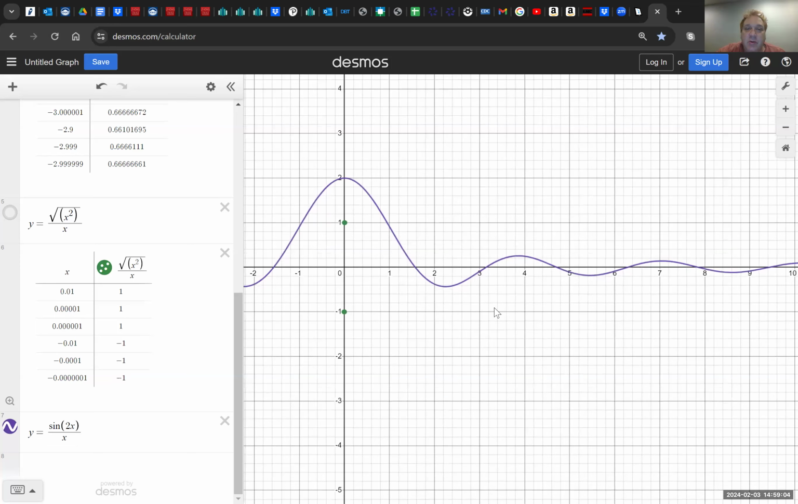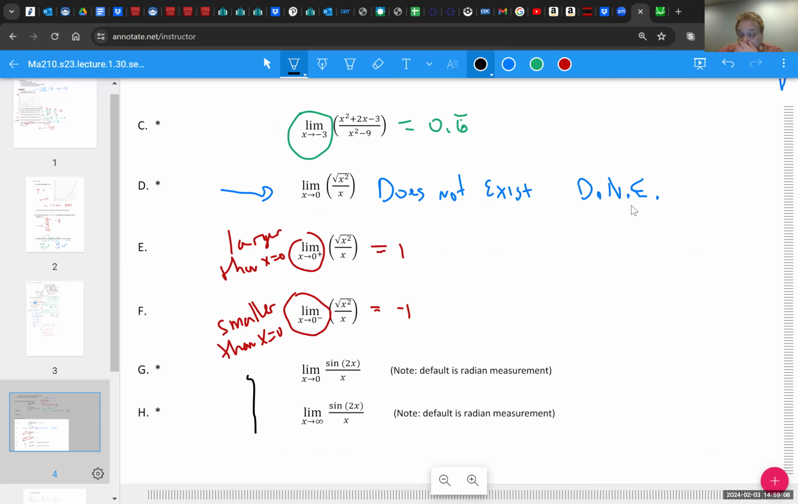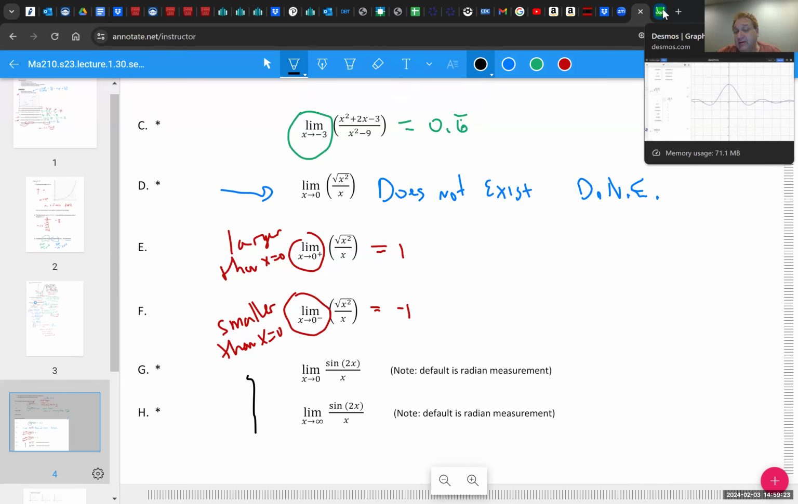All right, so what are we trying to find out? Well, we're trying to find out what happens when x approaches 0, very, very close to 0. That's part G. And H says when x is close to infinity. Please note that in calculus, we always default to radian measurement. We do not use degrees unless we're told that it has to be. And that's because all our calculations and formulas are going to be way, way easier to use in radians. You should verify that whatever device you're using is in radian mode.